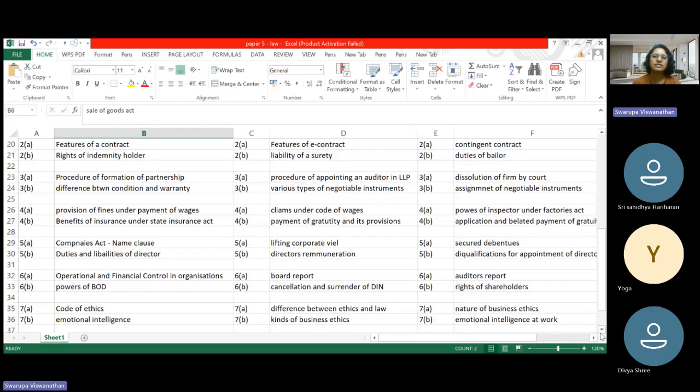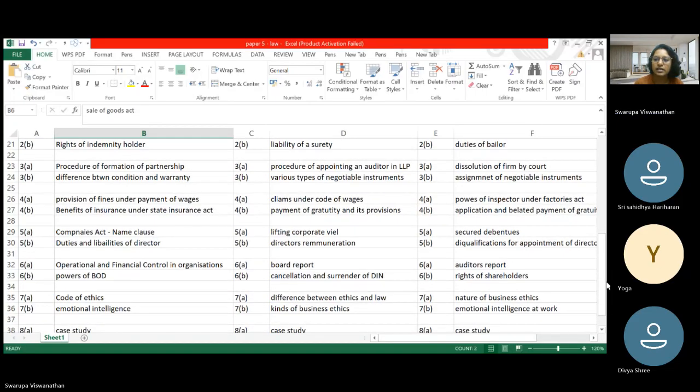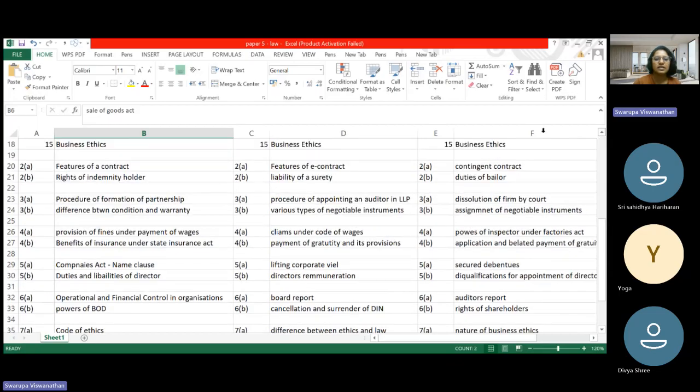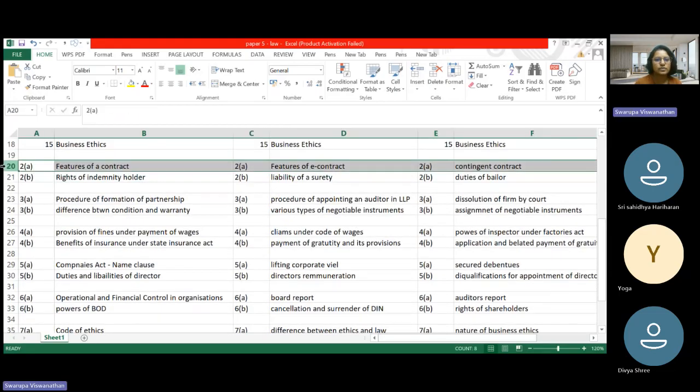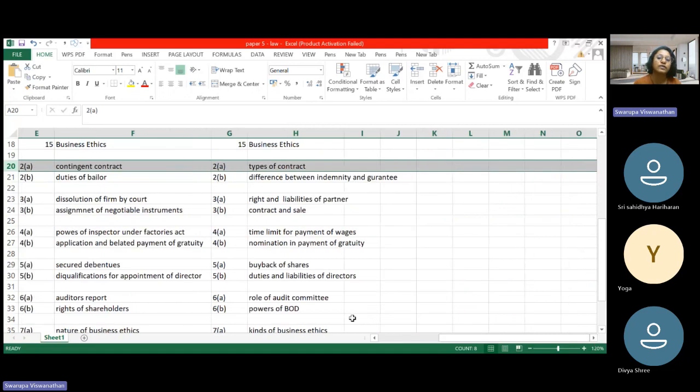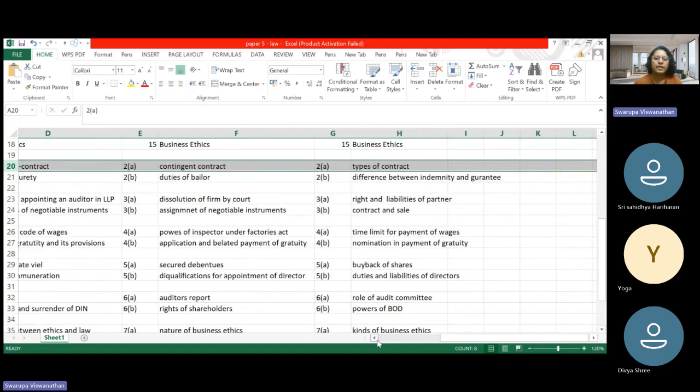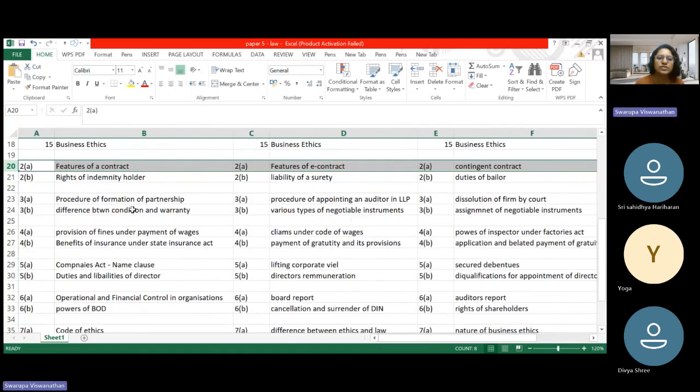Then coming to the 7-mark questions. You have to answer 5 out of the 8 questions. The first question is regarding the Indian Contract Act. If you see the past questions, it is features of a contract, what are the features of an e-contract, what is a contingent contract, what are different types of contract. So a particular question from the Indian Contract Act.